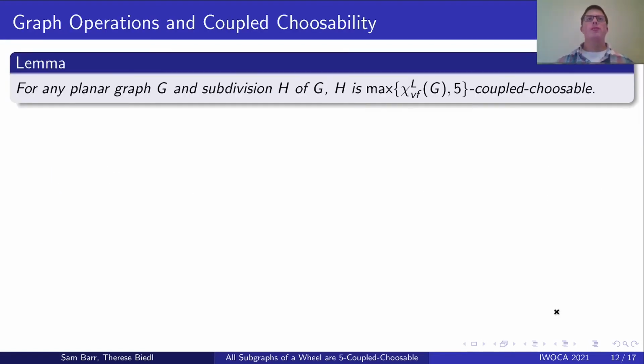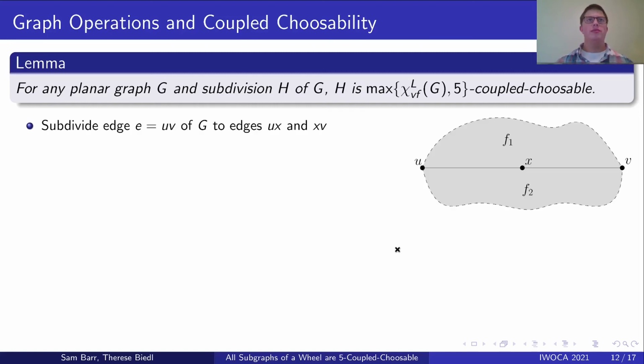We now show that subdividing the edges of a graph preserves 5-coupled choosability. Say we subdivide some edge E of G which is incident to vertices U and V. And this subdivision produces a new vertex X, as we can see here on the right. In G, E was incident to faces F1 and F2. So now this vertex X is incident to U and V and is incident to F1 and F2.